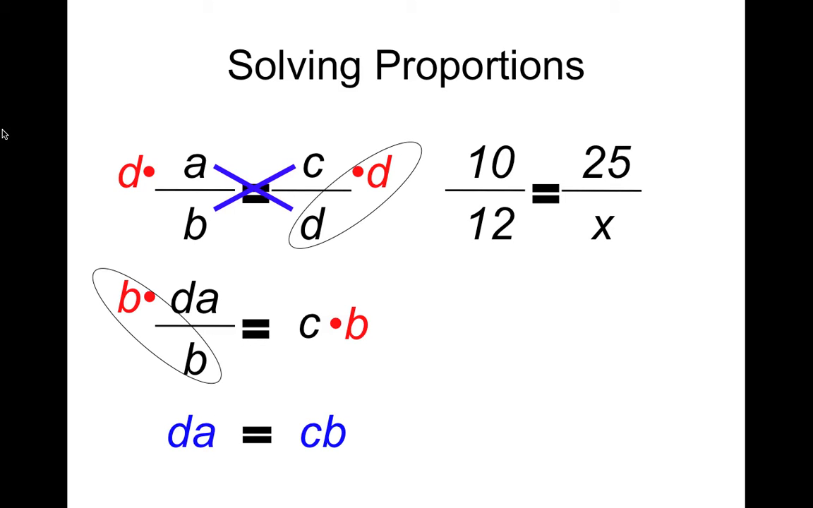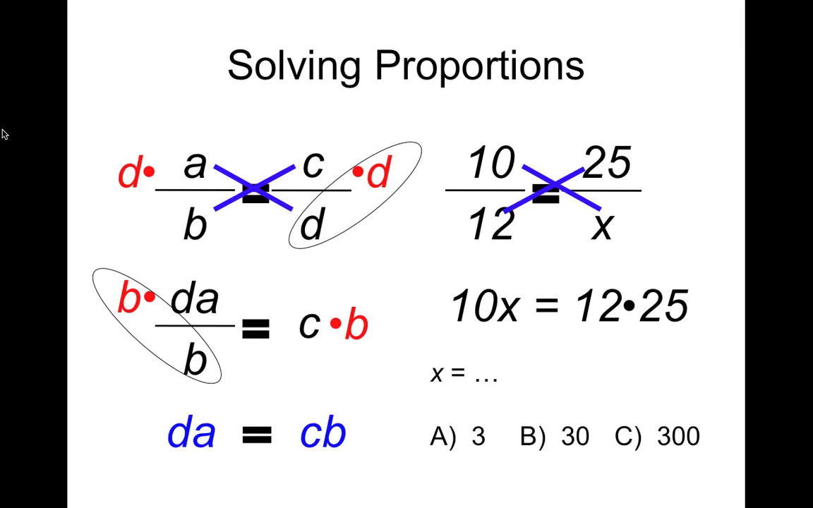10/12 is the same as 25 somethings. We'll multiply the 10 times the x, and we'll multiply the 12 times the 25. Can you please solve this equation for x? 12 times 25 is 300, and 300 divided by 10 is 30.